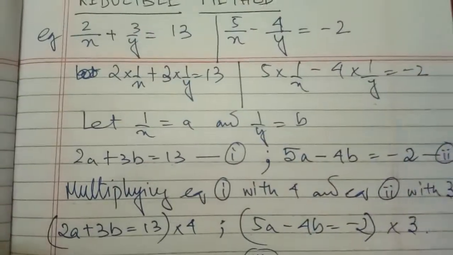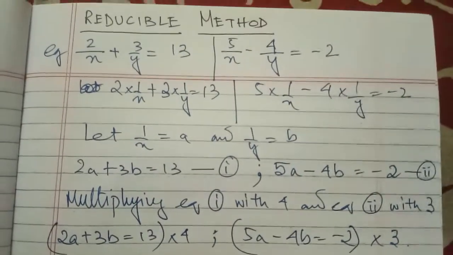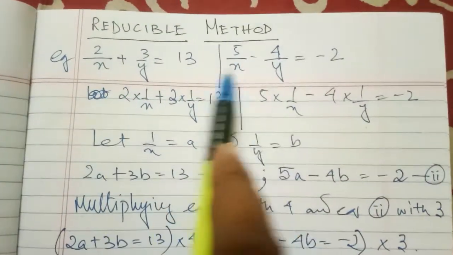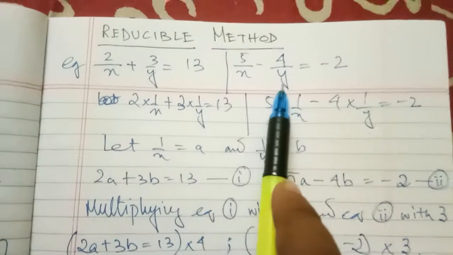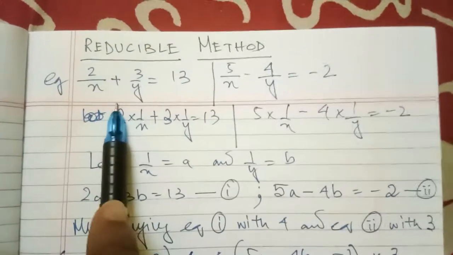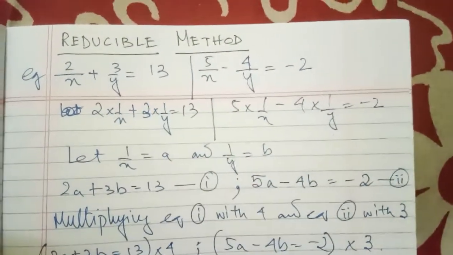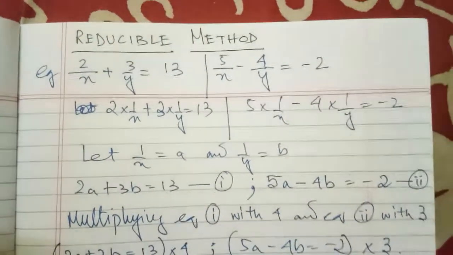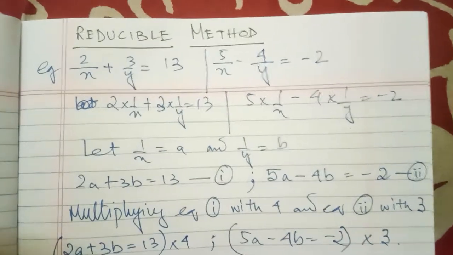The reducible method is given in the next exercise, that is exercise 5.4 might be. See, I have written a reducible method. The question is given. In the fraction, x is given in the denominator, y is given in the denominator. But here the question is not given in the fraction. How to identify when to do the reducible method? When x and y are in the denominator, that time you use the reducible method.